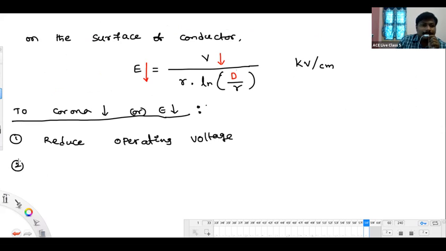Next option: increase the radius of the conductors. Increasing the radius of the conductors means the overall denominator value will go high, so field intensity will definitely be reduced. So increase the radius of conductors.